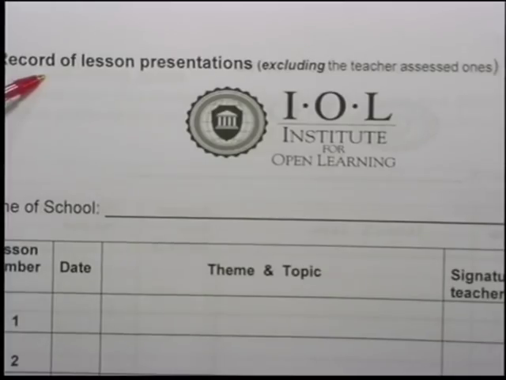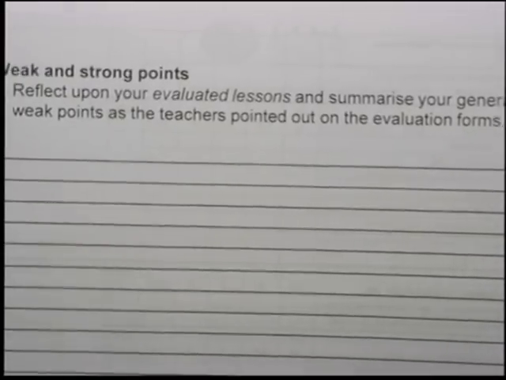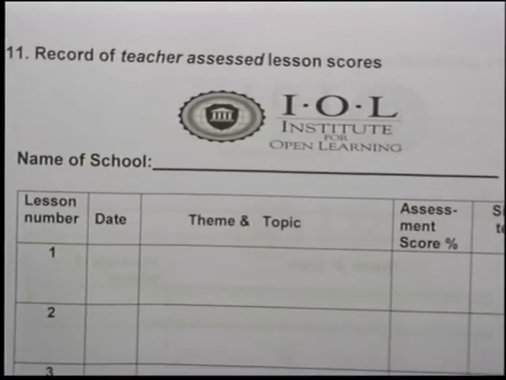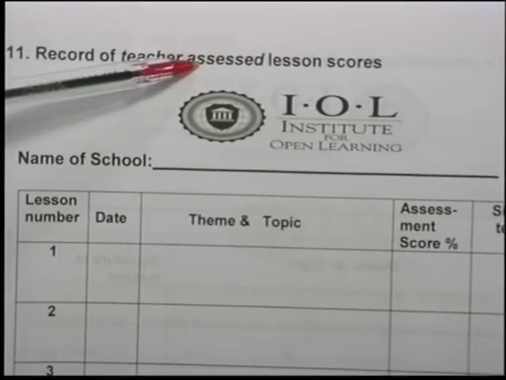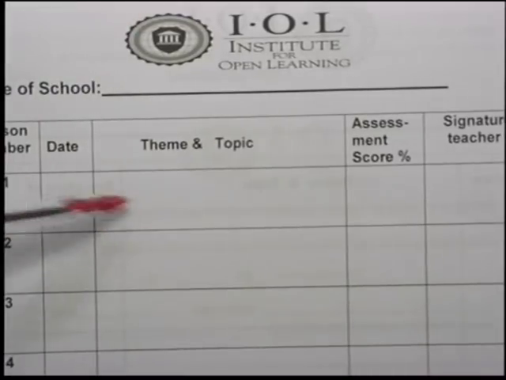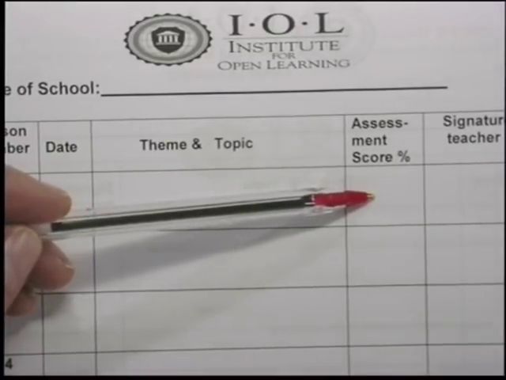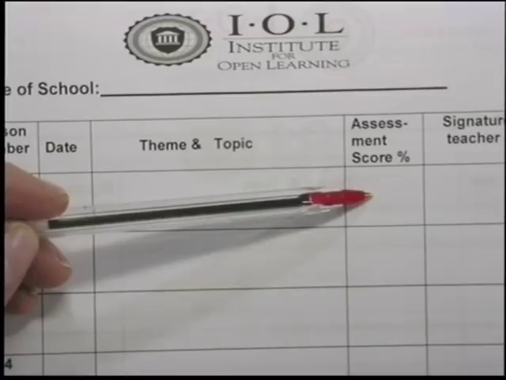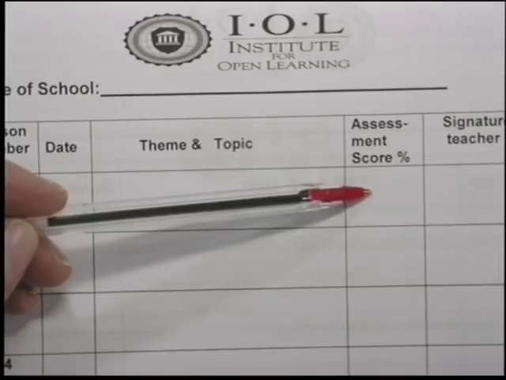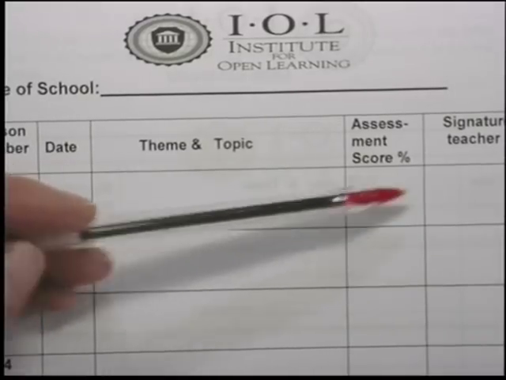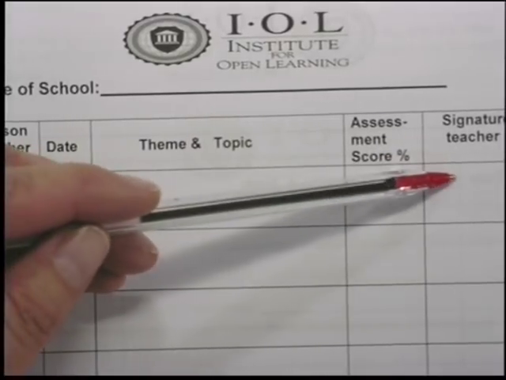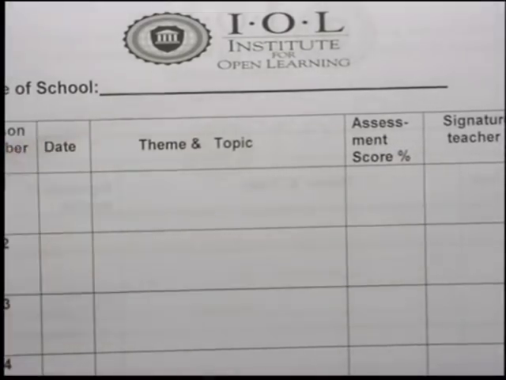Also, you will see we are looking for the lesson presentations. Then, this is now on page 93. We are looking at the assessed lessons. Everything has to be there: the date, the theme, the topic, the assessment, the score. And please don't let the teachers give you 100% or 99.9%. Between 60 and 70, that's good enough, especially when you are phase 1. You are still learning. You are not Minister of Education. And the signature of the teacher has to be there as well.